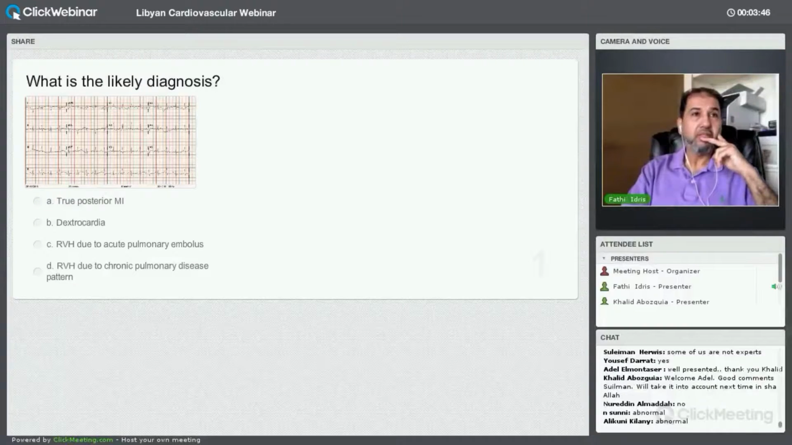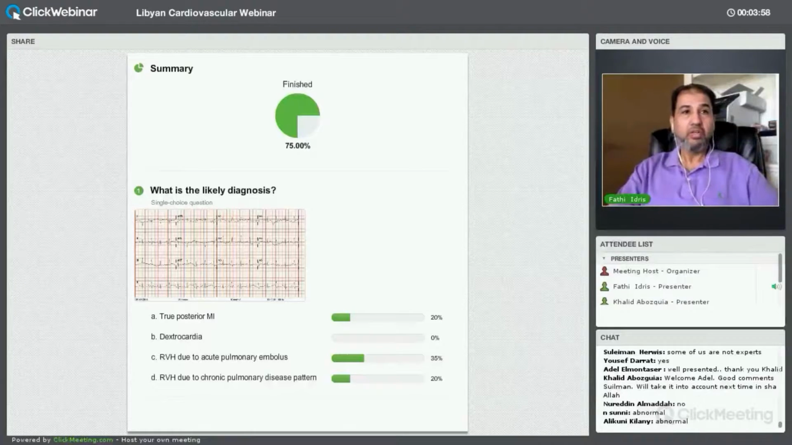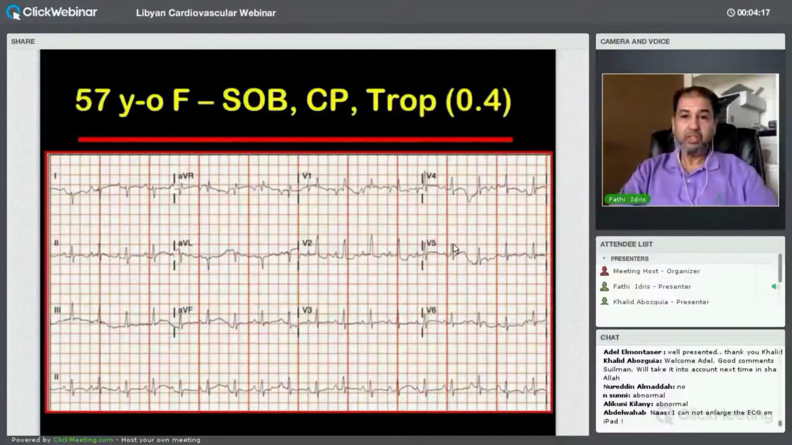Okay, so about 70% of people have voted, maybe 75. So you're going to go ahead and close the vote and share the result. As you can see, most people feel it's due to RVH, due to acute pulmonary embolus. Others feel it's probably chronic pulmonary disease. Nobody chose dextrocardia, and some people thought this could be true posterior MI. So let's go back to the EKG and go over this a little bit.